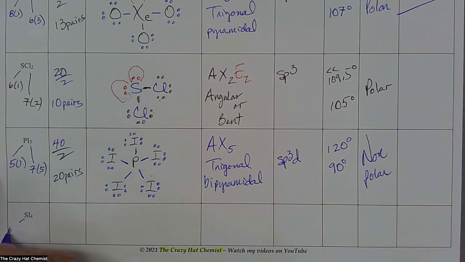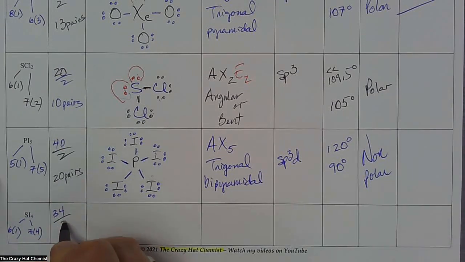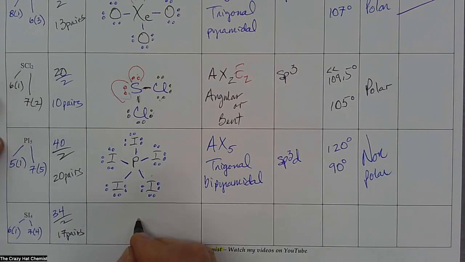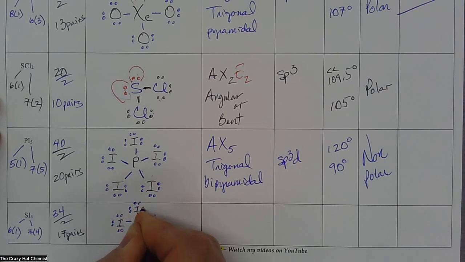We have S that has six, there's one of those, and iodine that's seven, and there are four of those. So that's a total of 34. I'm gonna divide that by two as always, and that's 17 pairs. And the least electronegative, that's going to go in the middle, and that is the sulfur. And then there are four iodines surrounding that. So one, two, three, and four. And we're bonding one, two, three, four, five, six, seven, eight, nine, 10, 11, 12, 13, 14, 15, 16, and finally, in the middle, 17.